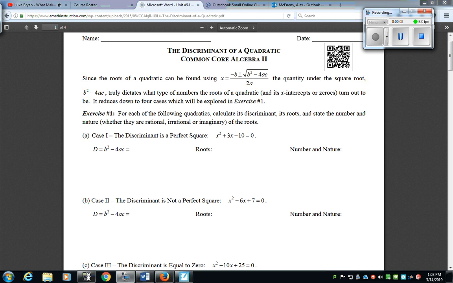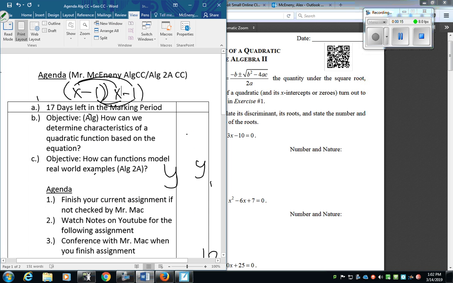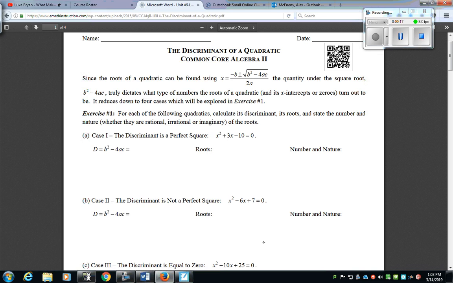Hey guys, we're going to talk about how to find the discriminant in quadratic equations. We're going to look at a case-by-case basis, and the parts we're going to focus on are what number the discriminant is, and we're also going to focus on the number and nature of the roots. The roots themselves you can find by using the quadratic formula, but we already talked about that in the last couple lessons, so we're not going to really focus on that.